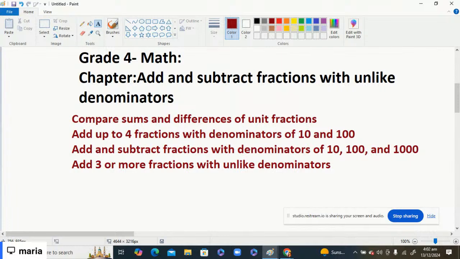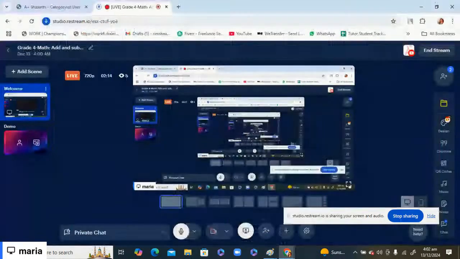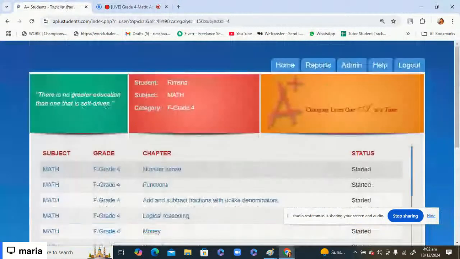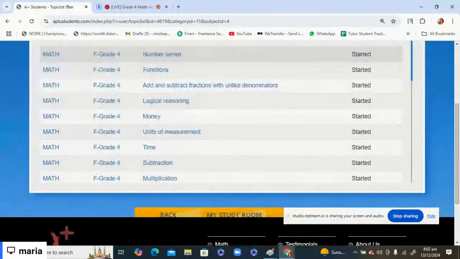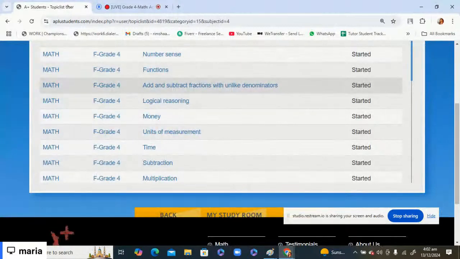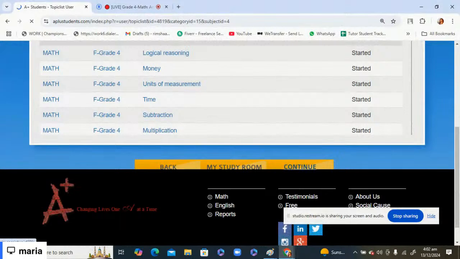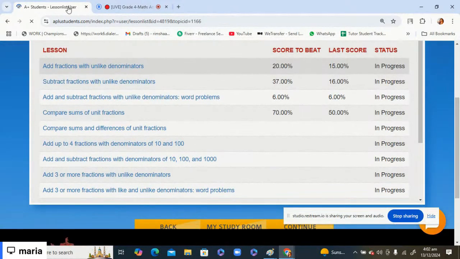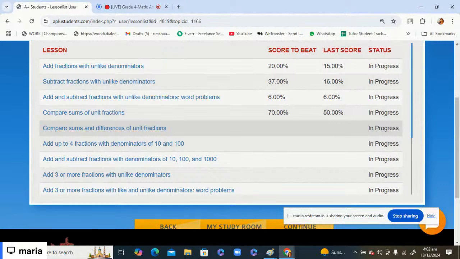You can find all the lessons on aplusstudent.com. You have to log in using the email and password provided by the administrator. Go to the subject tab, select maths from there. Scroll down to grade 4. View all chapters. Here is the list of the chapters. So we are on this one, add and subtract fractions with unlike denominators. Continue this, and then the lesson we start today, compare sums and differences of unit fractions.